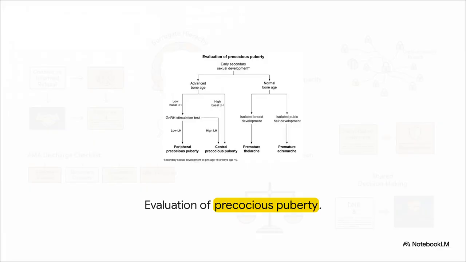Let's switch gears to endocrinology. When evaluating precocious puberty, which means secondary sexual development in girls under 8 or boys under 9, your absolute first branch point is checking the bone age. If the bone age is advanced, your next step is checking the basal luteinizing hormone, or LH. A high basal LH, that points straight to central precocious puberty. But if the basal LH comes back low, you're not done. You have to do a GnRH stimulation test. If the LH stays low after stimulation, you're dealing with peripheral precocious puberty. But if it spikes high, boom, you've confirmed central precocious puberty.